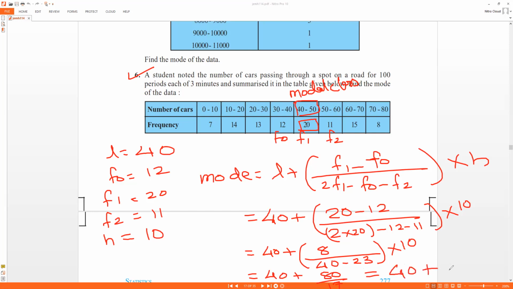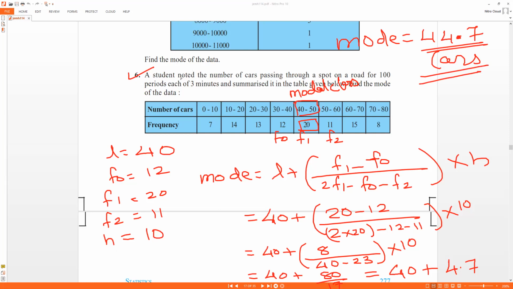80 upon 17. So, sir, 44.7 cars. Sorry, what? 44.7 cars. 4.7 आलं का? Is it? Yes, sir. Okay. Yes, 44.7. So the mode is 44.7 cars. The modal value is 44.7 cars. सगळ्यांना आलंय, जमलंय? This completes the mode part.